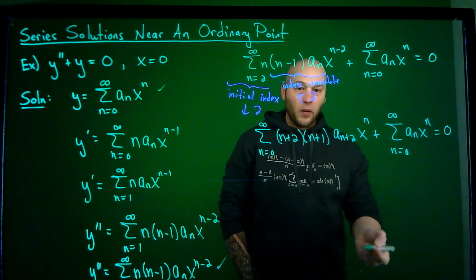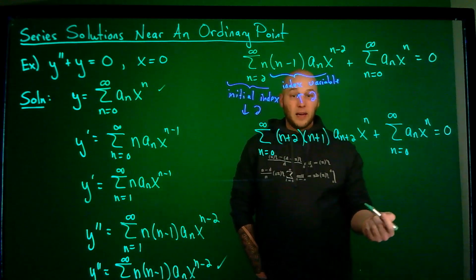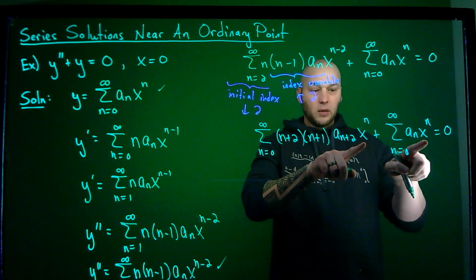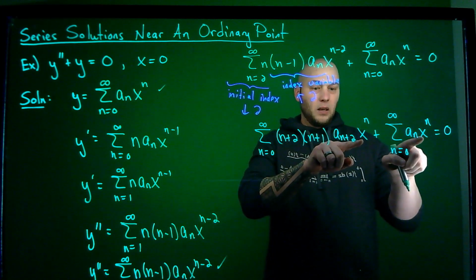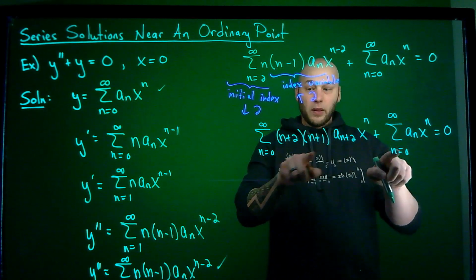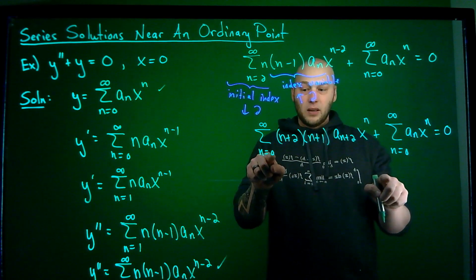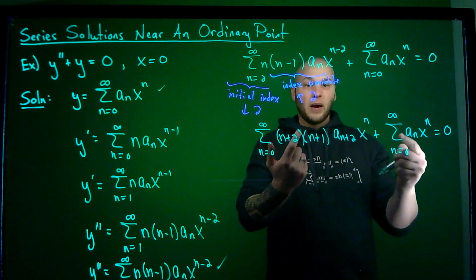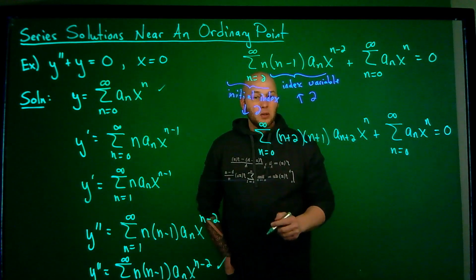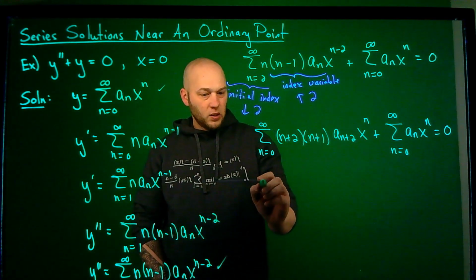Okay. And now again, I have both things that I was looking for. The powers on x match and the initial index values match. If at this step the exponents on x matched, but these did not match, then what I would do is, say this started at n equal to 1, I would pull off the 0 term to make those match and then combine them into a single series. Okay, so now I can go ahead and write this as one summation.